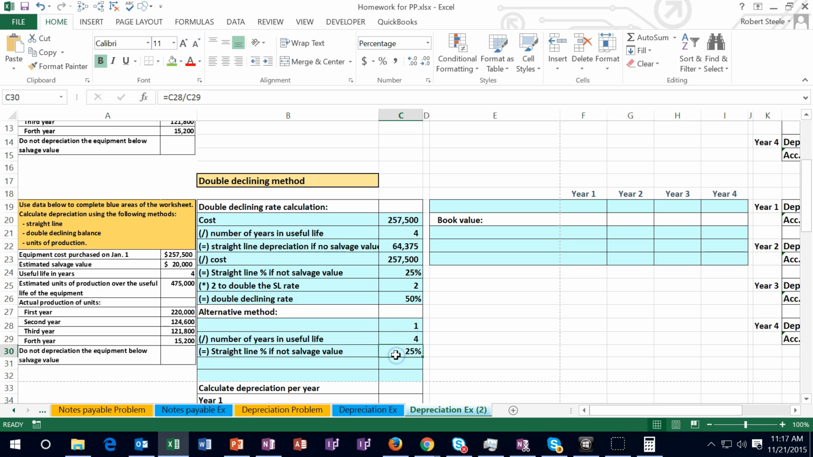Once again, it's a percent because the cell is formatted in the Home tab, Numbers group as a percent, and that gives us this same 25%. So we can calculate that in these two ways. It's the quick way to calculate it. In order to get that 25%, then of course, what are we going to do? We're going to double it. Therefore, we're going to multiply it times 2, and that will give us our double declining rate. So it's going to be the 25% times 2. There you go, and we have that information there.